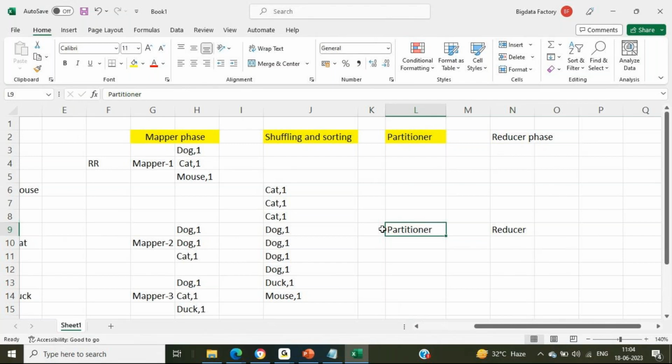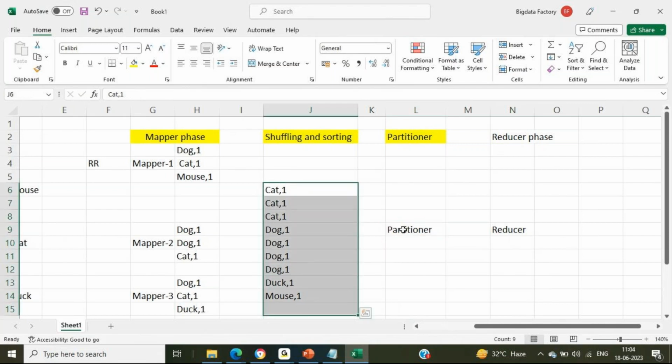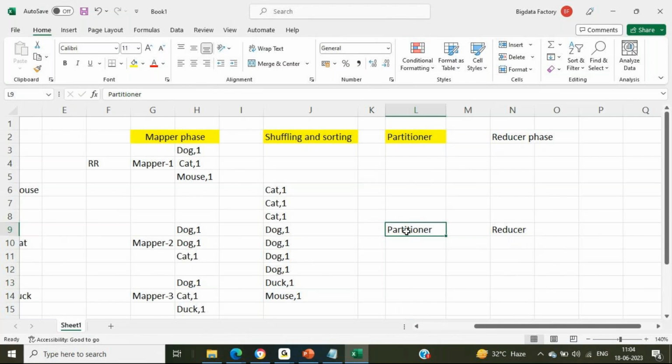Why? Because we are taking a single input and the same single output is given to the reducer, and there is a single partitioner and single reducer. So I think there is no need. We can directly put it to the reducer also. That is fine, like if we are not doing anything in this particular phase, then why do I need to have it? Because we need to write the logic for the partitioner as well.